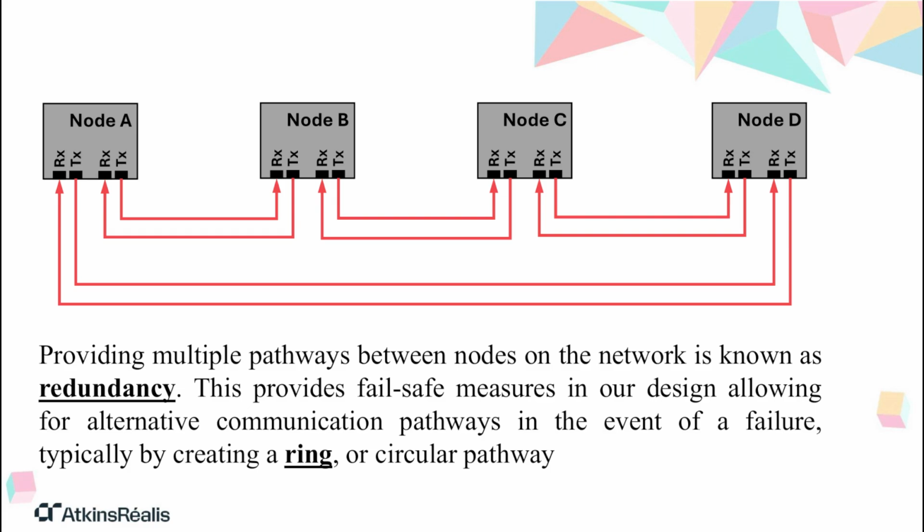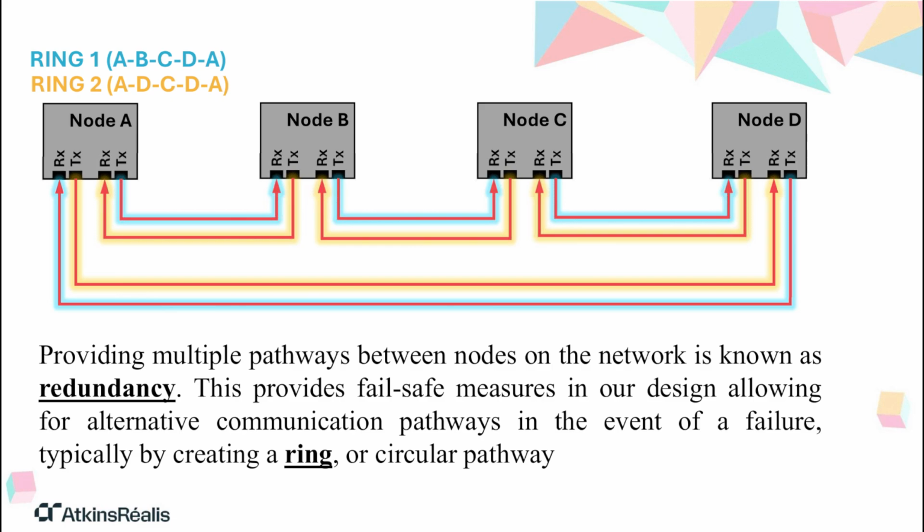The answer is redundancy. It's absolutely fundamental. It's all about creating multiple paths for the data to travel between points on the network. Multiple paths, so like building detours? Sort of. More accurately, you typically create a ring or a circular pathway. If the main road gets blocked, the traffic could just go the other way around the circle. It ensures communication keeps flowing, even if one path fails.